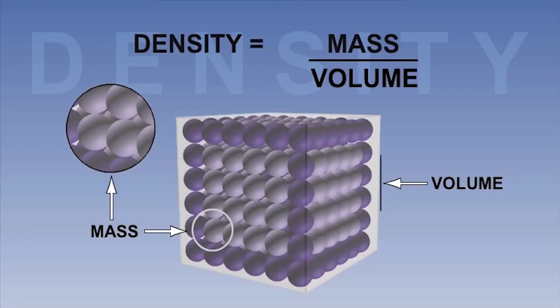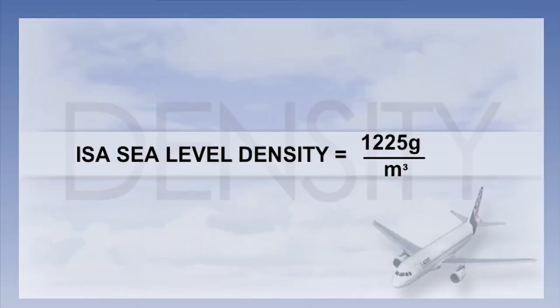If you remember from the lesson on the atmosphere, we talked about the standard atmosphere, or ISA. At sea level, ISA stated that the density was 1,225 grams per cubic meter. So we have a mass, which is 1,225 grams, in a volume, which is 1 cubic meter. However, there are other ways in which density can be expressed.